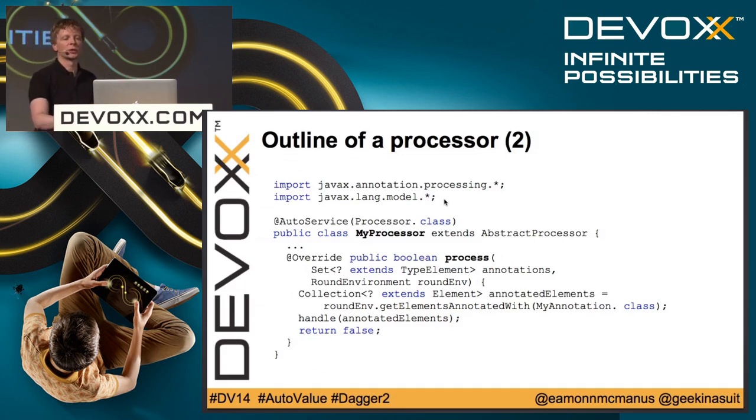But you want to use the second parameter to your process method, which is a RoundEnvironment, and you're going to ask it, what are the elements that were annotated with, say, AutoValue? So the compiler has called my AutoValue processor, and I'm asking, which are the elements, which are the classes that had AutoValue on them? And then you call some method on all of those classes. You do whatever it is that you need to do, and then you return false. And we'll talk about returning false in a moment.